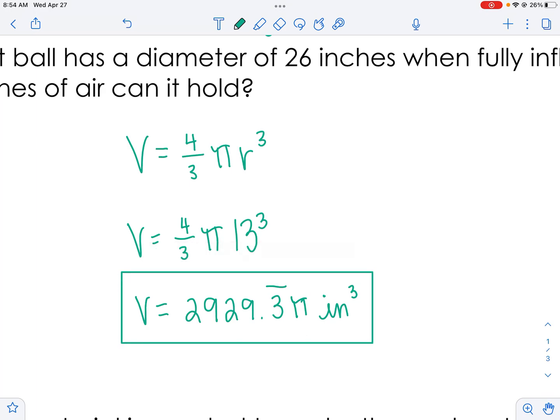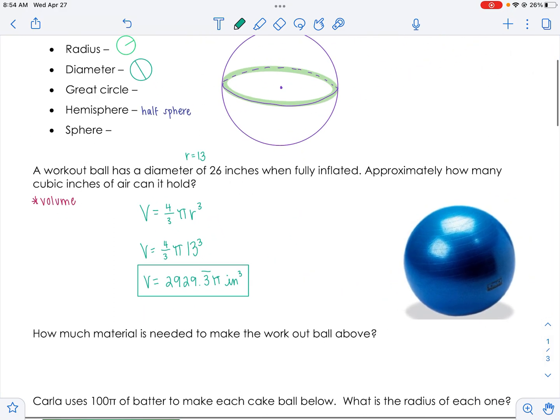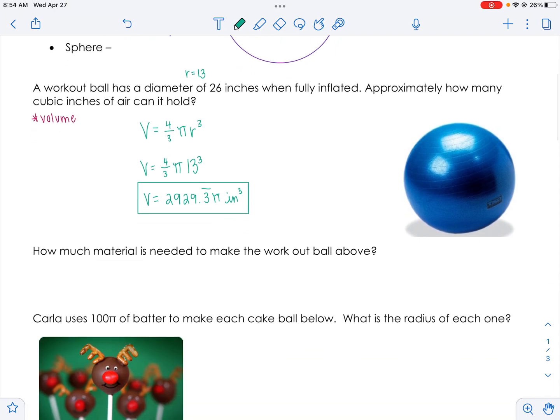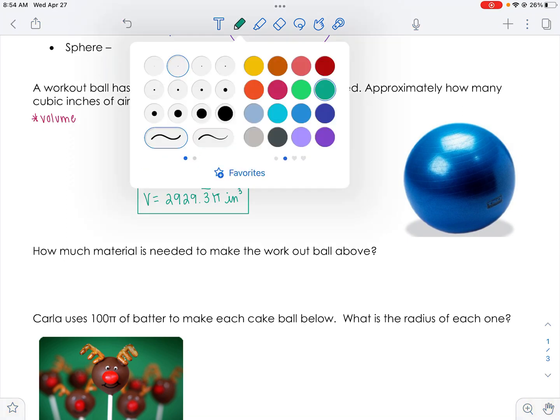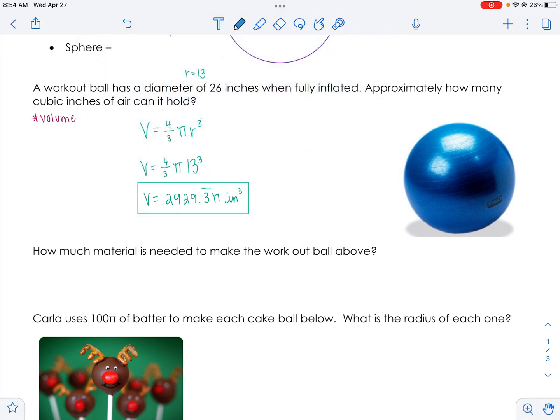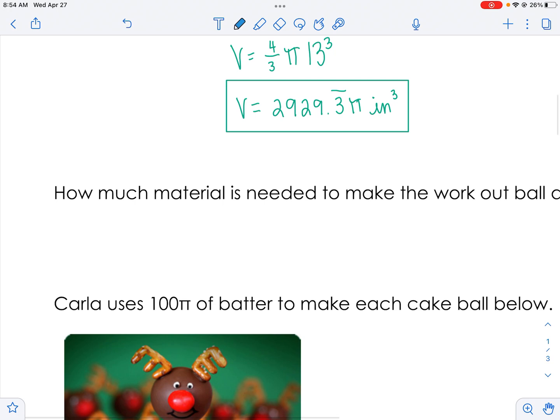So while the formulas for the spheres I think are a little bit easier, we just have to be really careful with those calculator skills and making sure that we're typing in everything correctly and that we're being very, very mindful of the cubic and the squared and all of that. Now the next one says how much material is needed to make the workout ball above. Well, how much material is needed to make it? That wouldn't be volume anymore. That would be surface area made with a very thin piece of plastic.